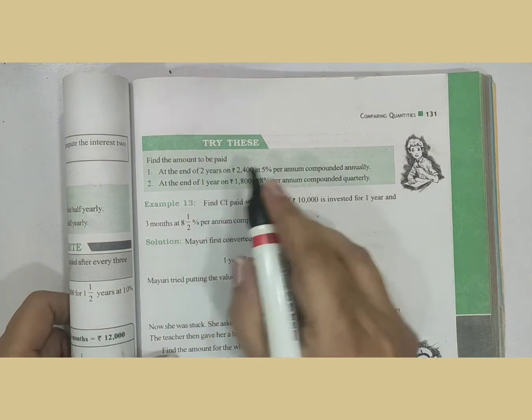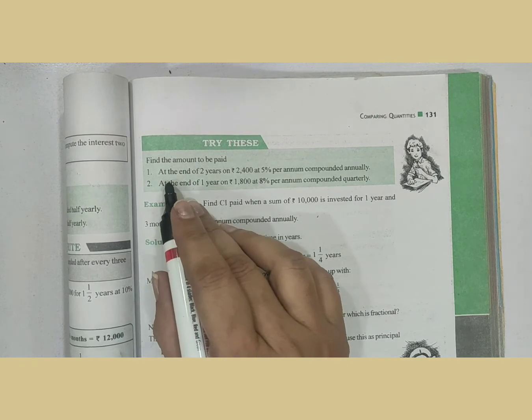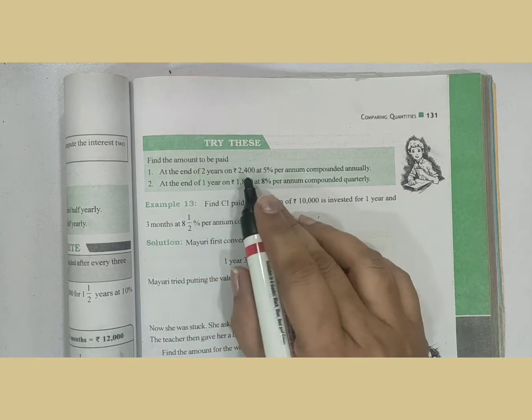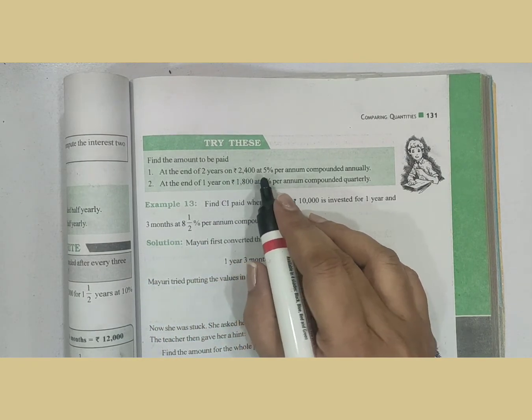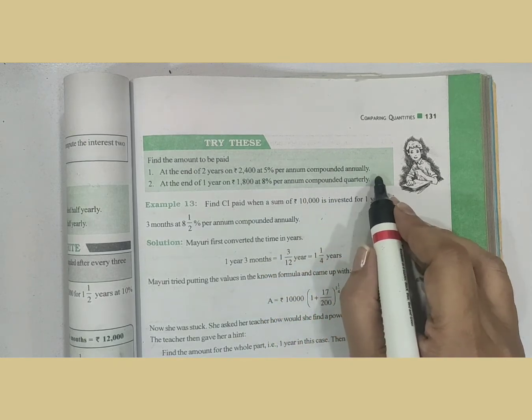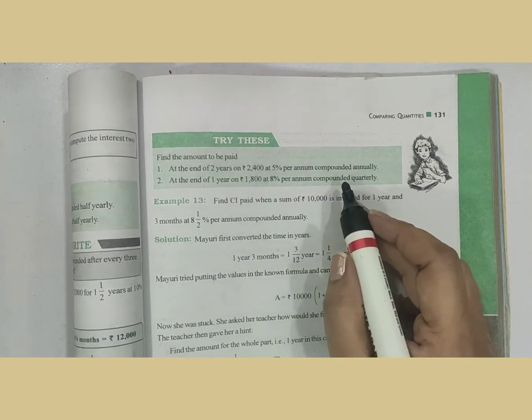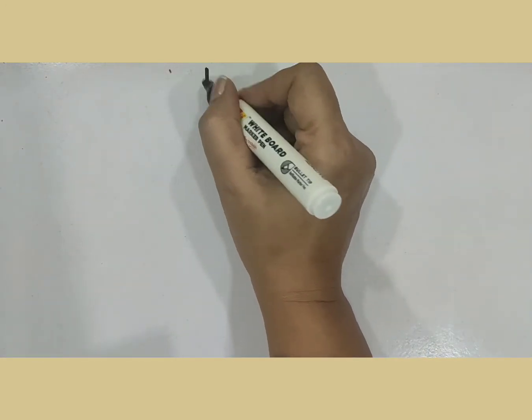Try this exercise on page number 131. Question number 1. At the end of 2 years on rupees 2400 at 5% per annum compounded annually. Now it is annually, so we are going to use the formula and find. Let us start.